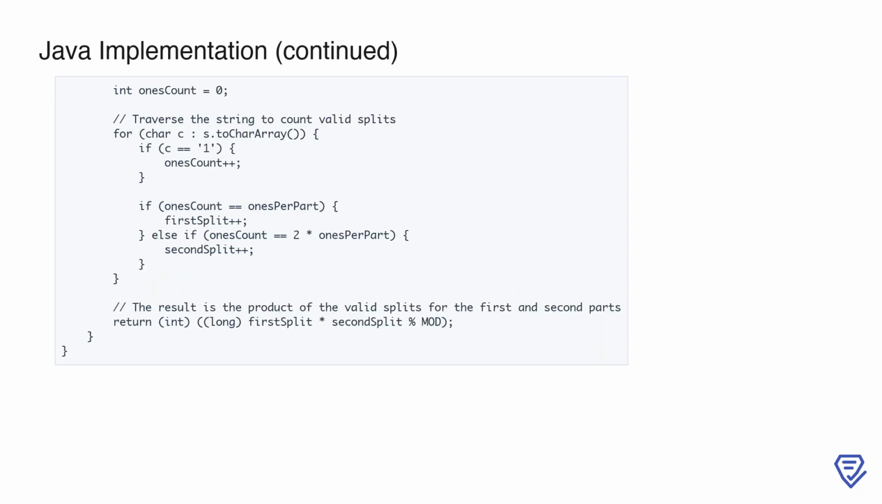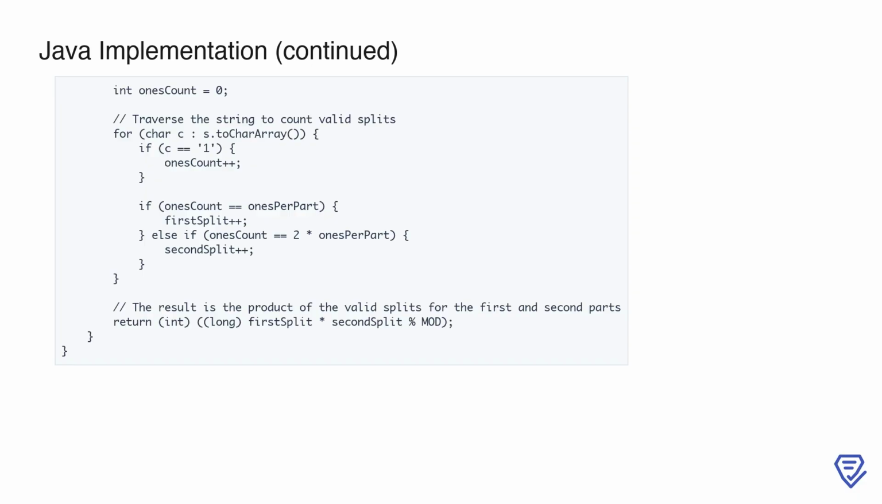Now, we introduce the variable ones count to keep track of how many ones we've encountered while traversing the string. As we iterate through the characters of the string, we increment ones count each time we encounter a 1. This helps us determine when we've reached a point where a valid split can occur. When ones count equals ones per part, we know that we've encountered the first valid split, so we increment first split. Similarly, when ones count equals 2 * ones per part, we've found the second valid split, and we increment second split. These two counts represent the number of ways the string can be split after the first and second segments, respectively.